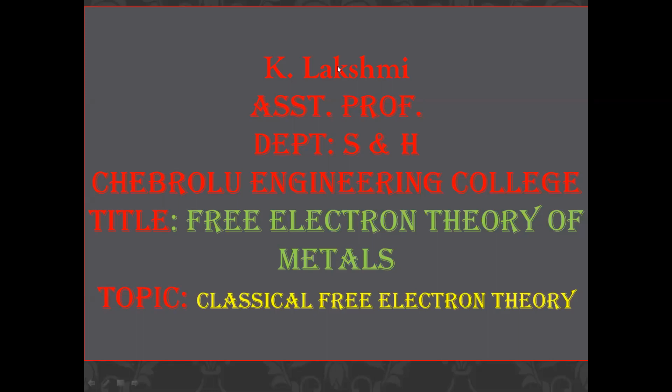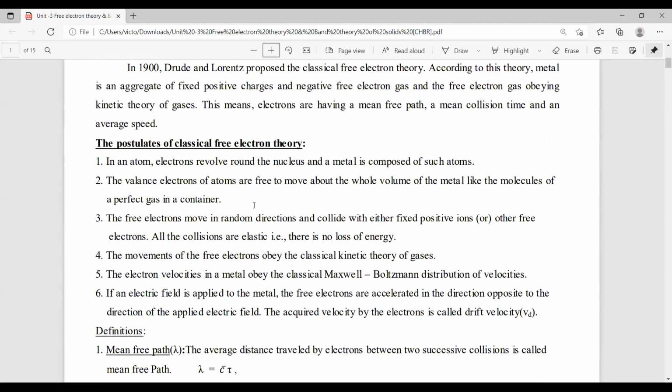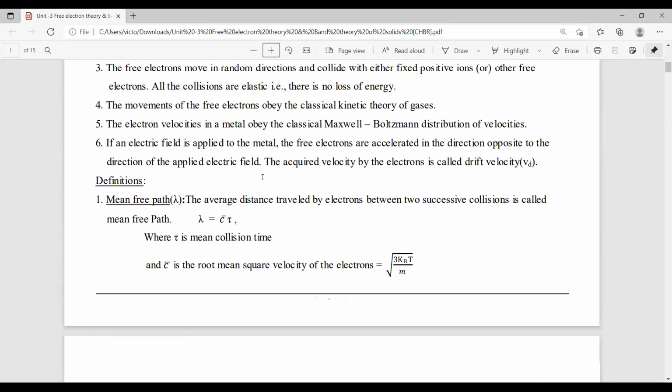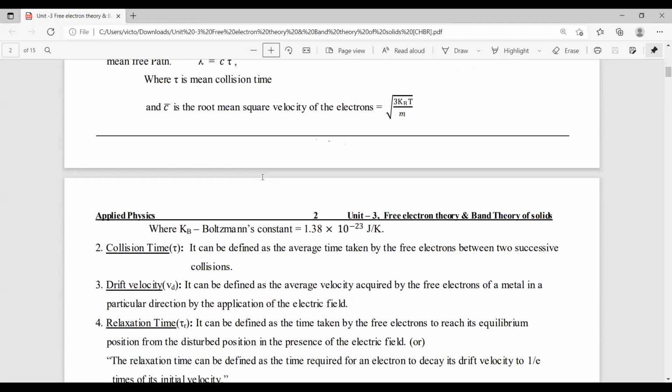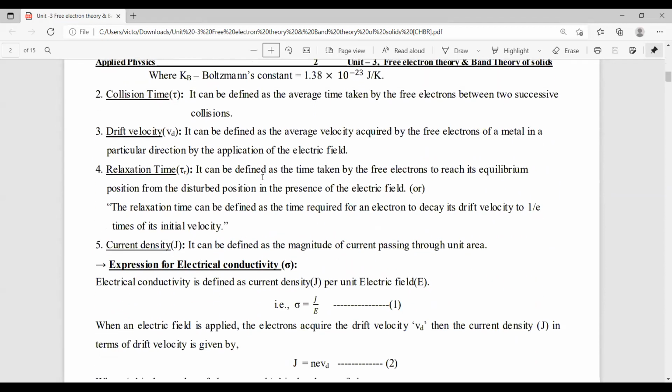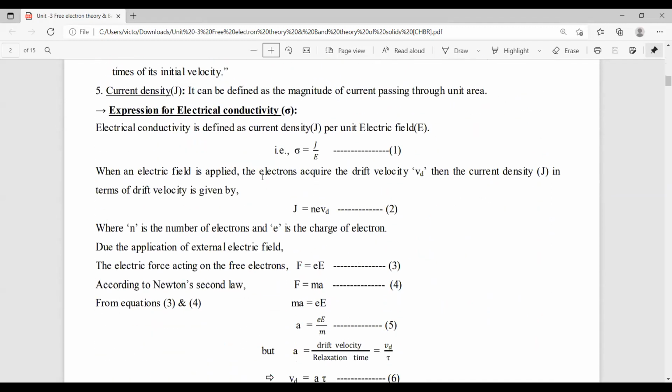In the last session, we discussed the assumptions in the classical free electron theory and some definitions: mean free path, collision time, drift velocity, relaxation time, and current density. We also discussed the expression for electrical conductivity. Electrical conductivity sigma is current density per unit electric field.